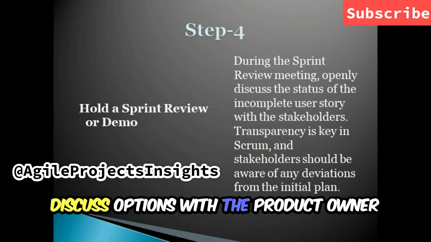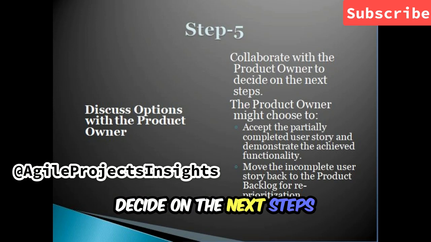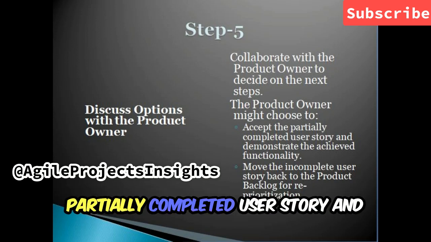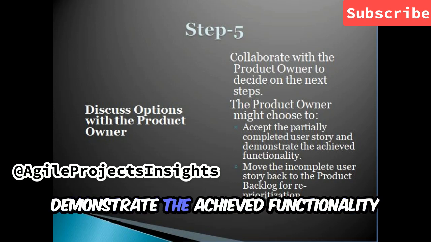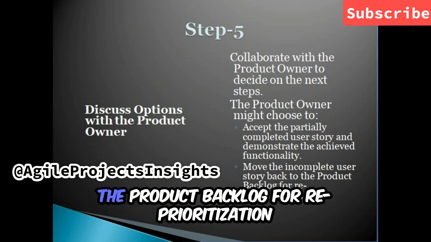Discuss options with the product owner. Collaborate with the product owner to decide on the next steps. A product owner might choose to accept the partially completed user story and demonstrate the achieved functionality. Move the incomplete user story back to the product backlog for reprioritization.